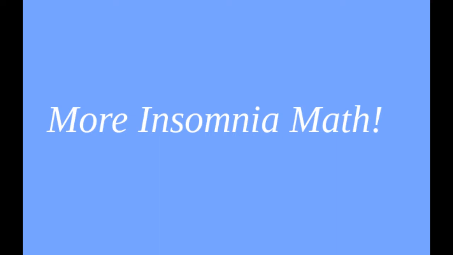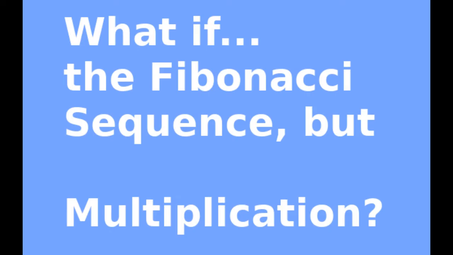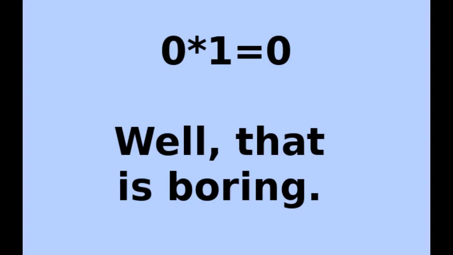The other night, while dealing with some insomnia, I started thinking about a certain question. I'm sure other people have considered this question before, but it was new to me. What if we took the basic idea of the Fibonacci sequence but multiplied the terms instead of adding them? Of course, if we start from 0, 0 times 1 is 0.